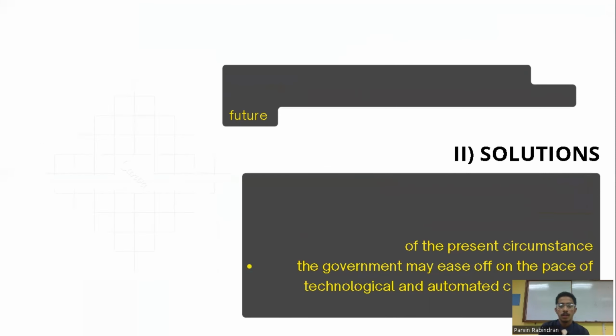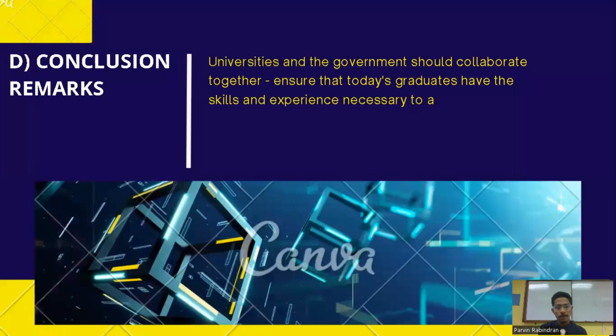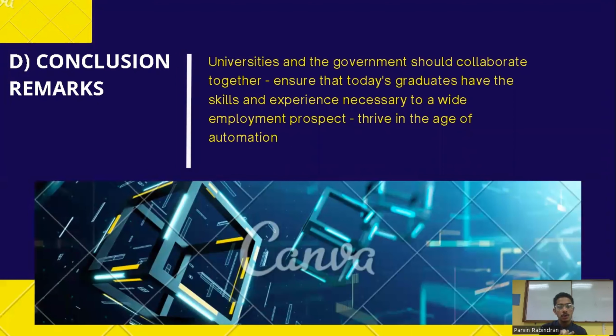So, to end this paragraph, I have emphasized on these solutions by writing, universities and governments should collaborate together to advance emerging economic sectors and provide new job opportunities. This will ensure that today's graduates have the skills and experience necessary to a wide employment prospect and thrive in the age of automation.